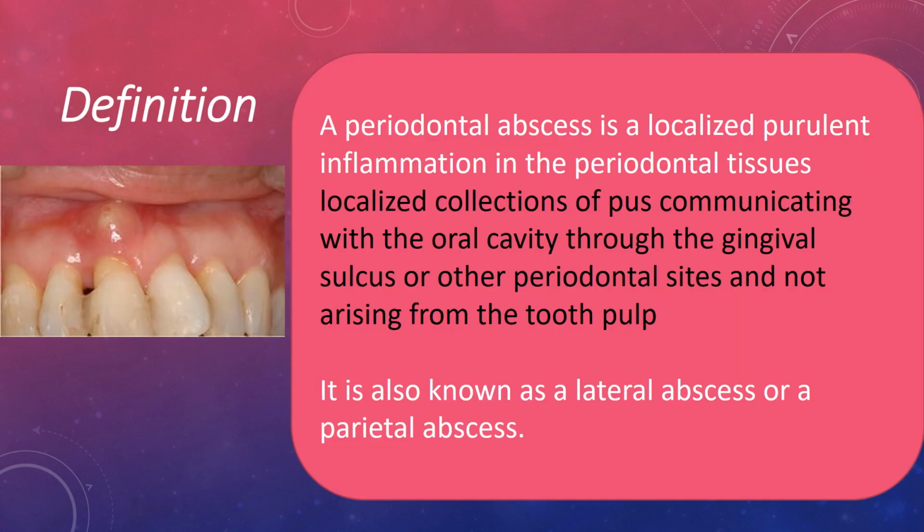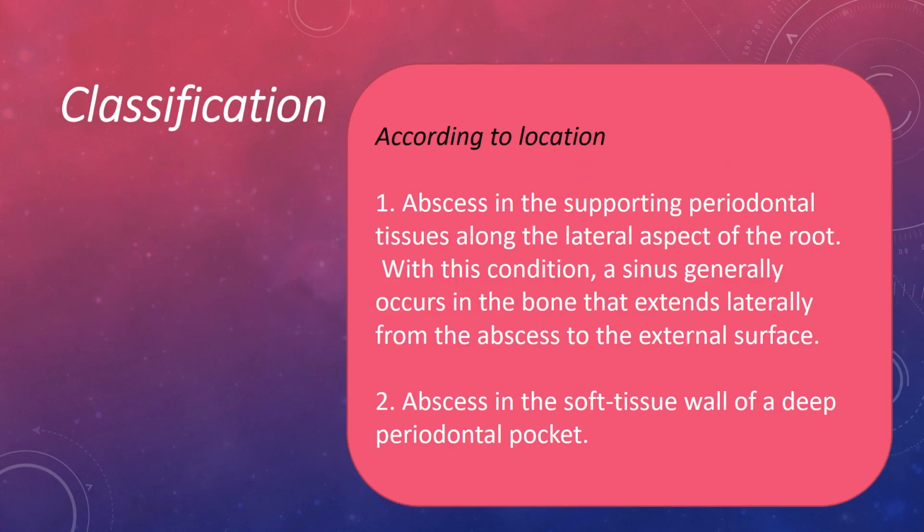Coming to the definition, what is a periodontal abscess? It is a localized purulent inflammation in the periodontal tissues. In more detail, we can say that it is a localized collection of pus communicating with the oral cavity through the gingival sulcus or other periodontal sites and not arising from the tooth pulp. It is also known as lateral abscess or parietal abscess as it is situated in the lateral aspect of the root.